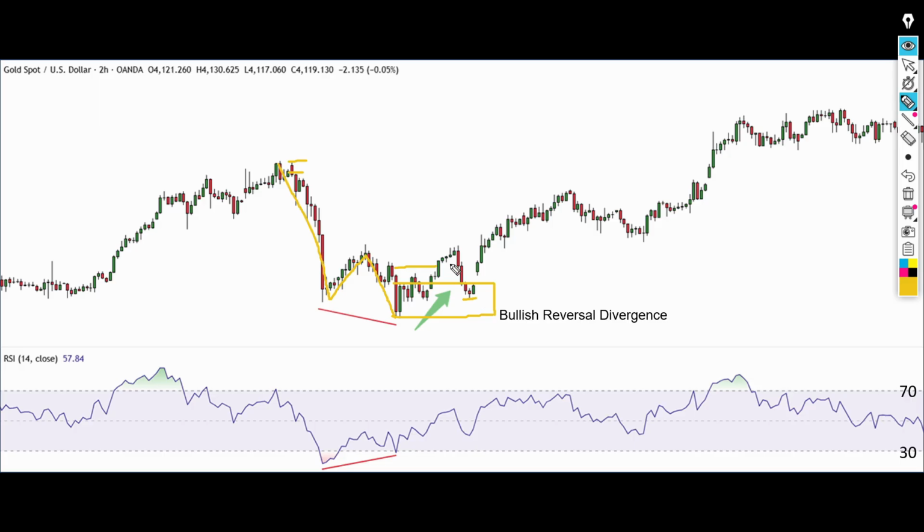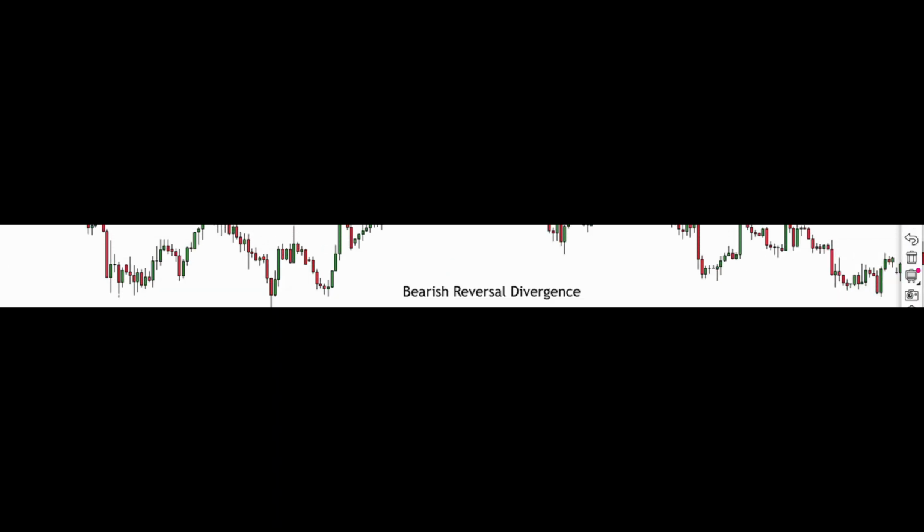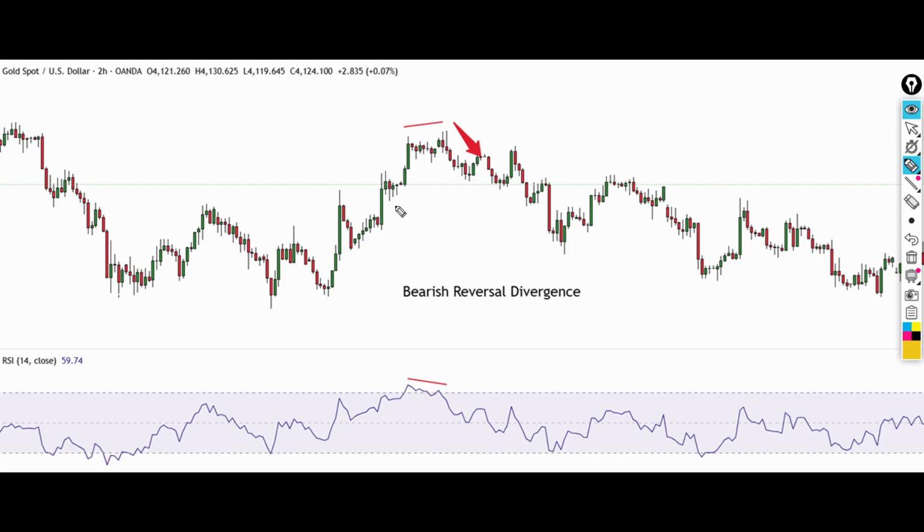And also this is the pattern called three stars in the south, which is a bullish reversal pattern. So with this confirmation, we can enter the market here and keep the stop loss below this low, and we can capture this particular move with a risk to reward ratio of 1:3. This is the second type of divergence. It is called bearish reversal divergence.